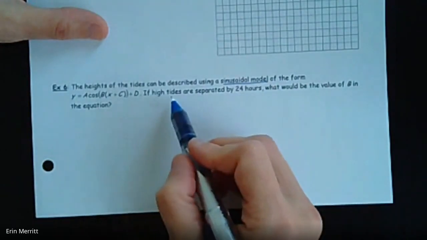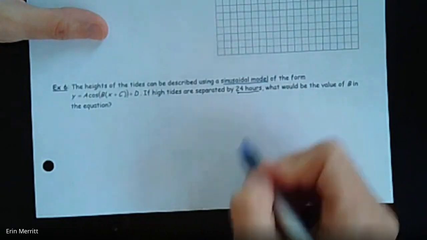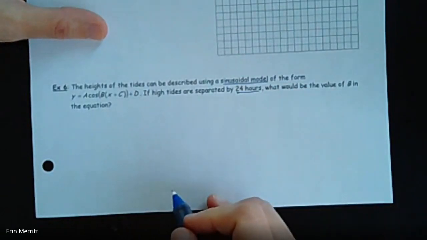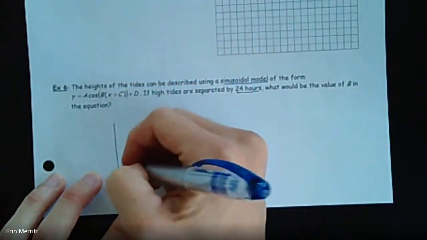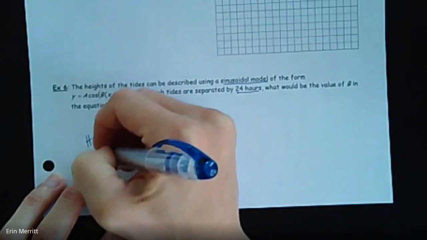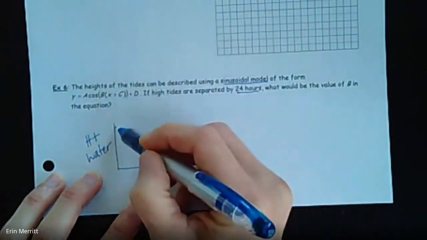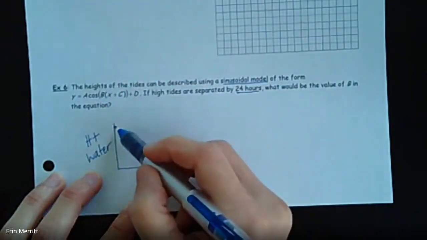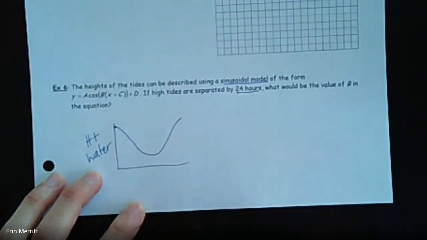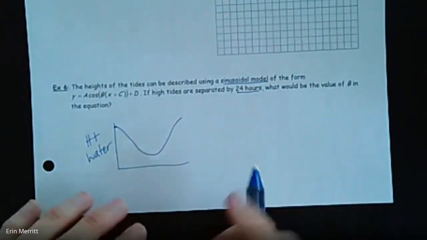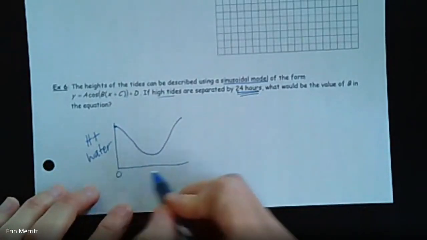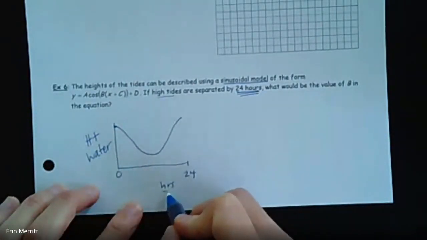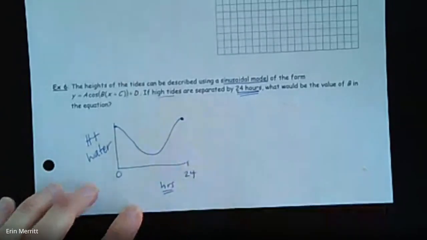Right? It says if the high tides are separated by 24 hours, what would be the value of B in the equation? All right. So think about the height of the water being high tide, and then the water drops down and then it comes back up. So you can kind of see how it fits a cosine graph. It says if the high tides are separated by 24 hours, so here's 0, here would be the number of hours down here. So 24 hours later, it's back up to high tide again.